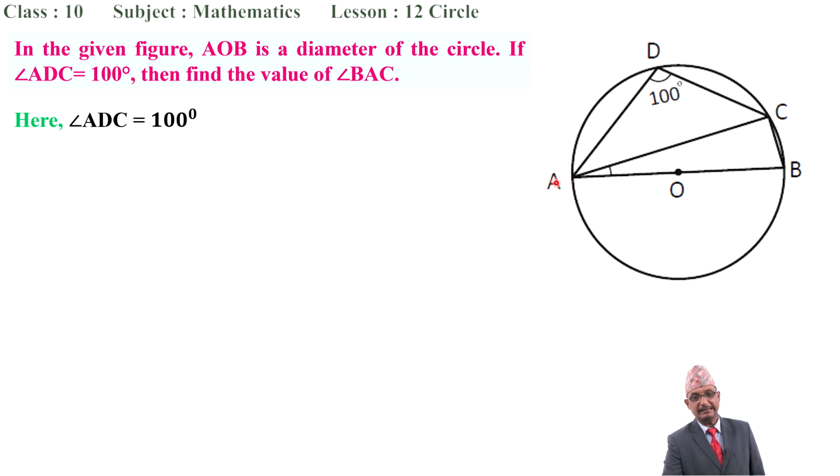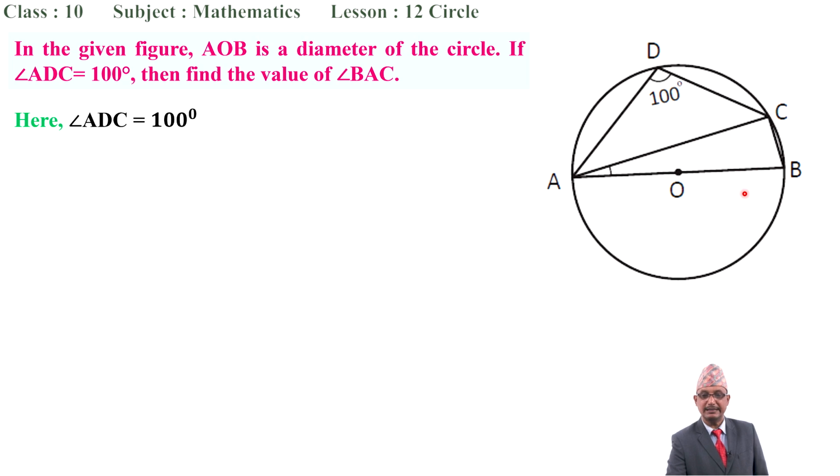Now again, ABCD is a cyclic quadrilateral. And we know that opposite angles of a cyclic quadrilateral are supplementary. So look here, which angle is opposite to angle D? Angle B. So we can write angle B plus angle D equals 180 degree. If we put the value of angle D as 100 degree, then what will be the value of angle B? The value of angle B will be 80 degree. So in triangle ABC, we have the values of two angles: ACB 90 degree and ABC, how many degree? 80 degree.